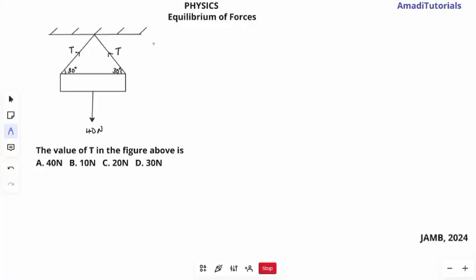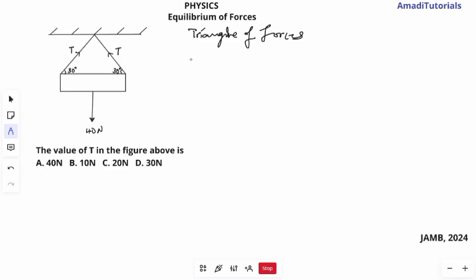So let's take this question so that we can further understand the concept of equilibrium of forces. But this one has to do with triangle of forces. Triangle of forces. And what does the rule of triangle of forces say?